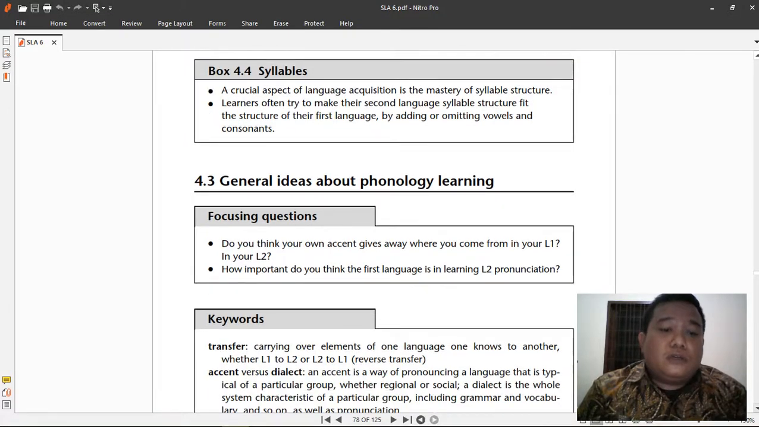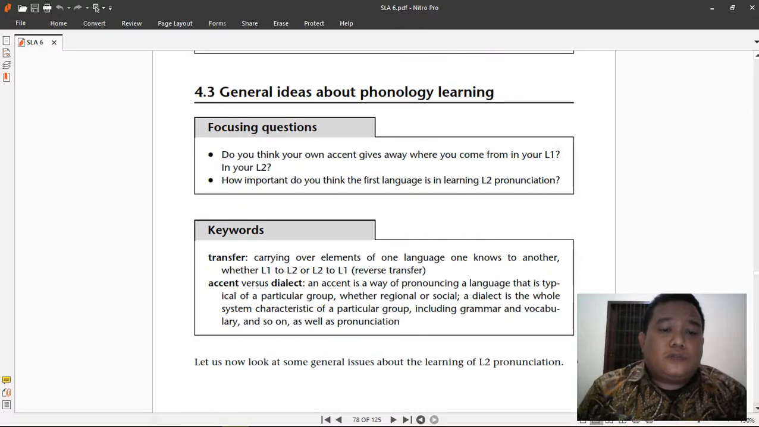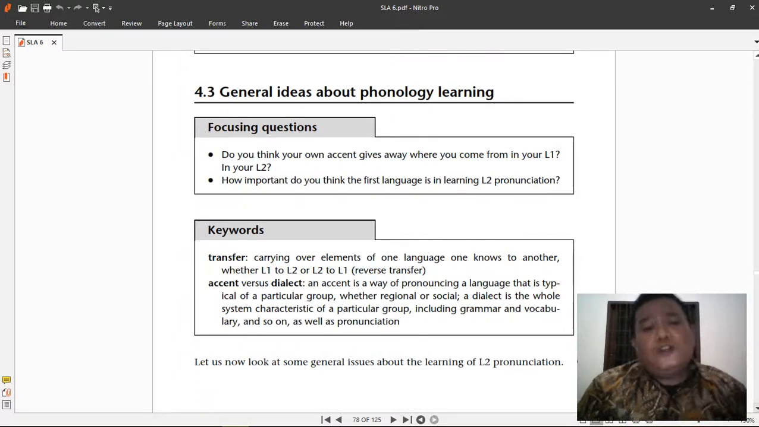General ideas about phonology learning. Keywords here: transfer, accent versus dialect. Transfer, of course, yes. When you learn about second language acquisition, of course you talk about transfer. It's not only this part of the subject. It's not only about pronunciation. You also talk about transfer when you talk about other subjects like grammar, vocabulary, and so on. So mainly second language acquisition talks about transfer, how you transfer your first language into the second language, or how you transfer your thoughts into your second language.